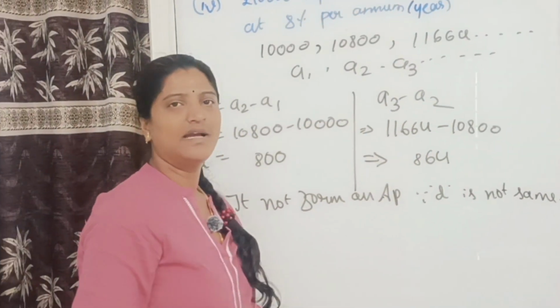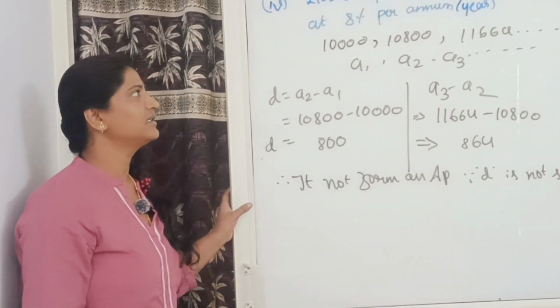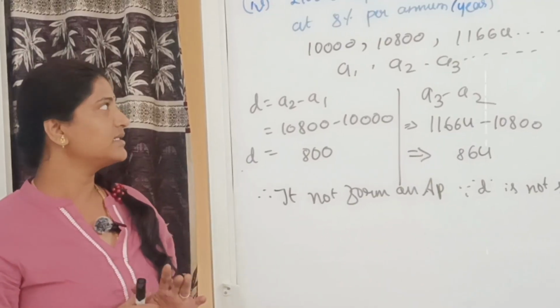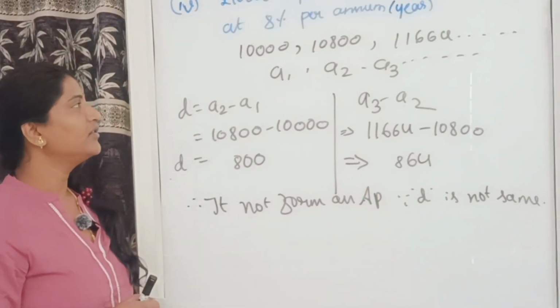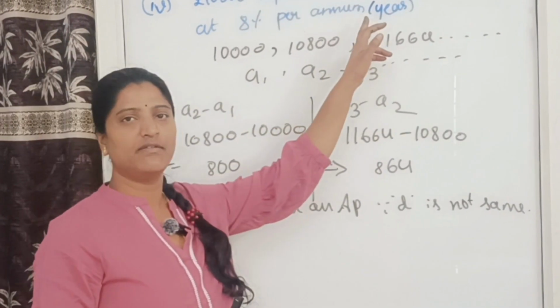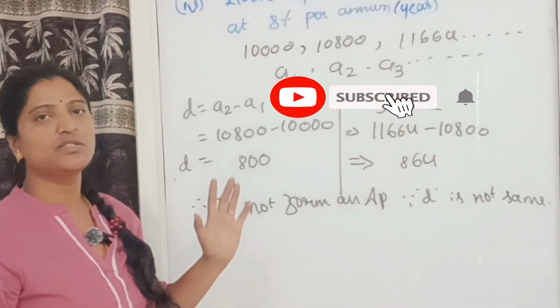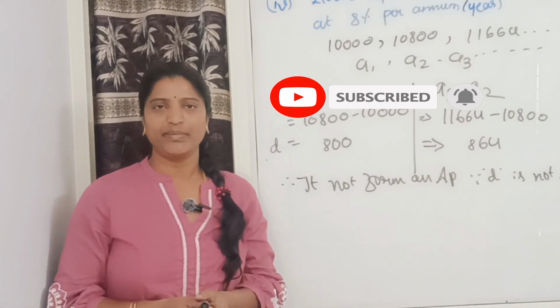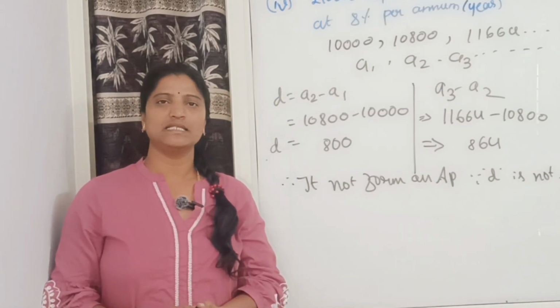Clear? Understood? These four are word problems, where they explain the situation and we need to understand. After that, we have to make a number list using the given situation. Then we need to check the difference between them. If it is equal, then it forms an AP. If it is not equal, then it is not an AP.